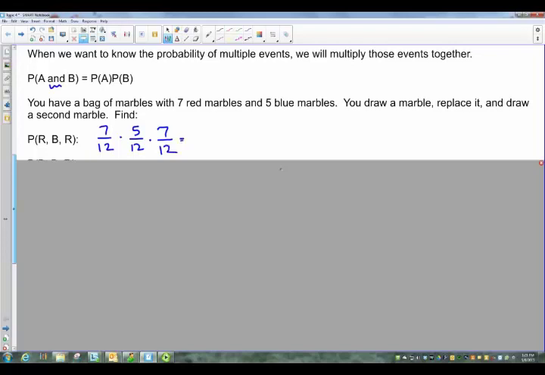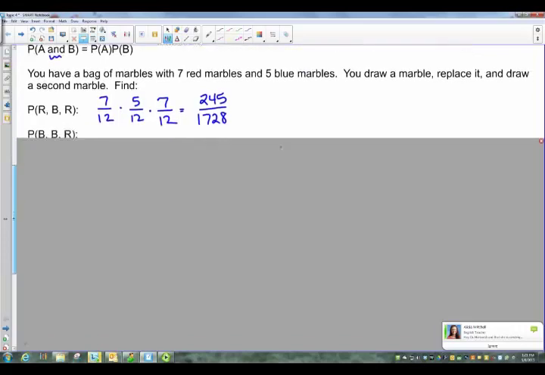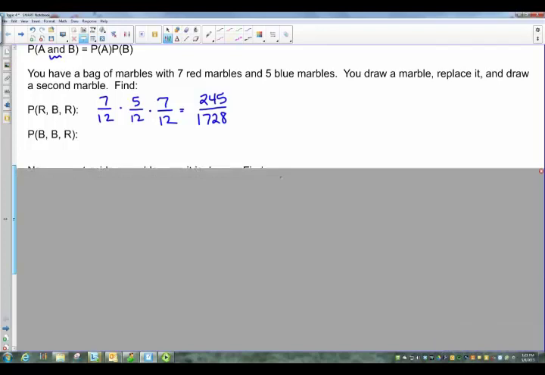Now, you take these things, and you multiply them together. Well, 7 times 7 times 5 is 245. 12 cubed is 1,728. Those don't reduce down. Okay? And there's your final answer. That's your probability. Okay, let's look at this next one. Go ahead and pause the video and give this one a try.